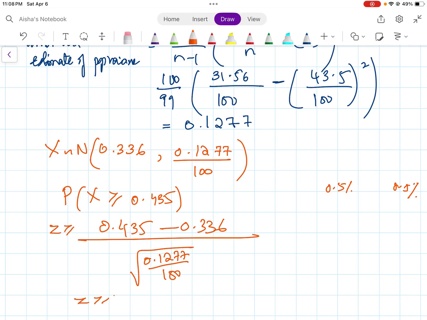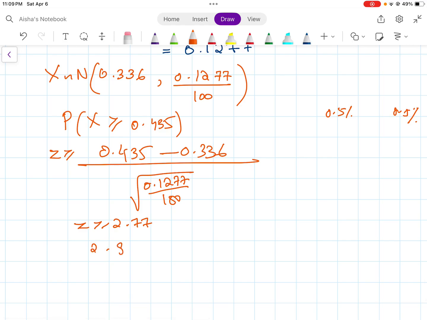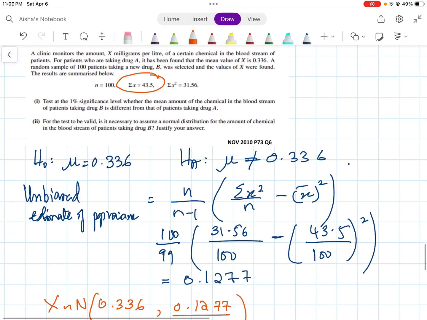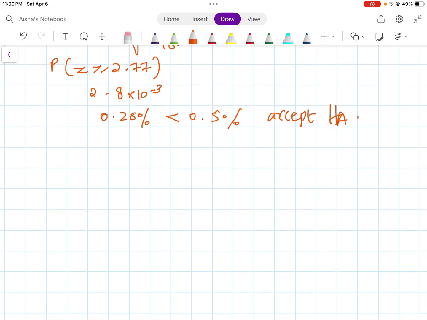2.77. It is 2.8 into 10 power minus 3. This is the probability. Multiplied by 100, I get 0.28%. Now this is less than 0.5%, so accept the alternative hypothesis that yes, the mean, I would say, in the bloodstream of patients taking drug B is different from that of taking drug A.